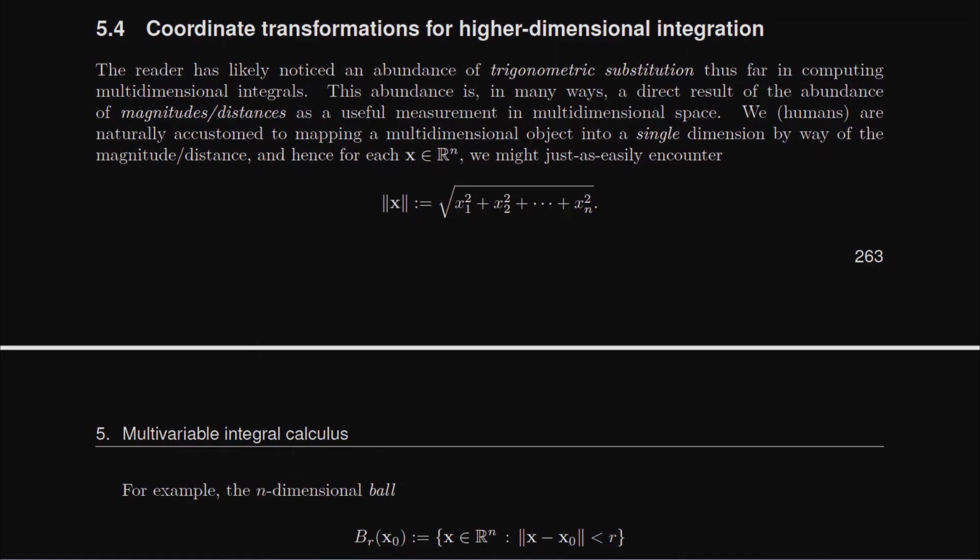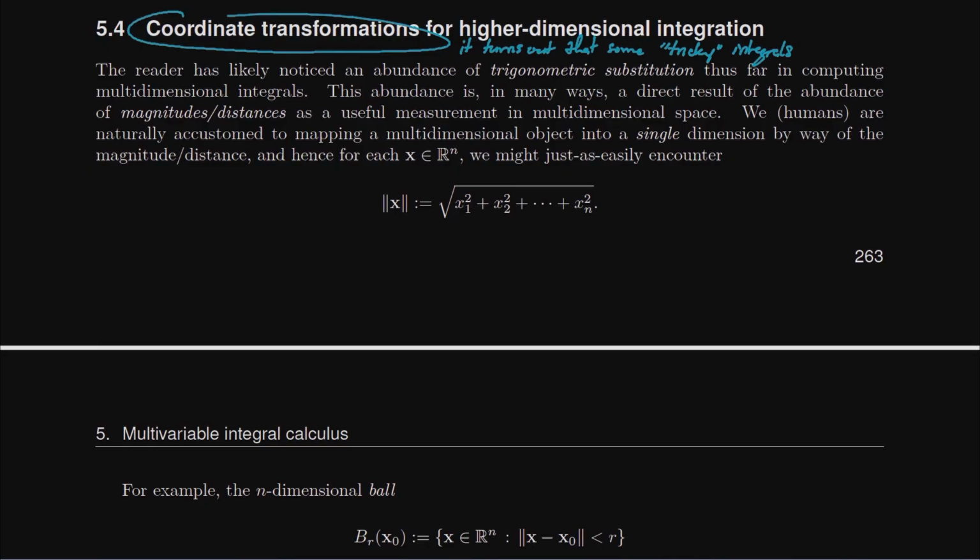Moving on to section 5.4. It's called Coordinate Transformations for Higher Dimensional Integration. More or less, this section is set up to handle these things called coordinate transformations. You've probably already experienced some in Calculus 2, for the sake of making integration easier. So I'll just say it turns out that some quote-unquote tricky integrals become a lot easier under a coordinate transformation.